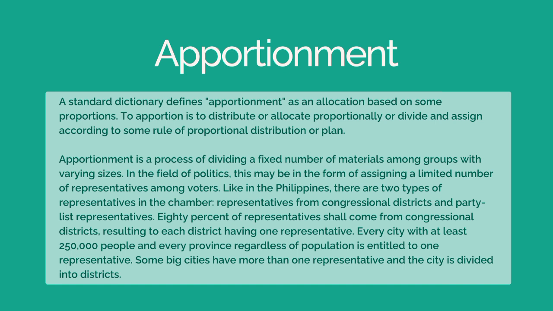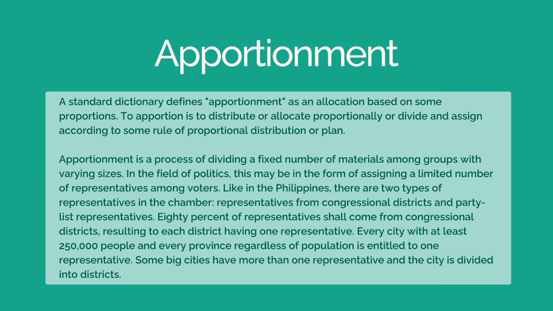So, 80% of representatives shall come from congressional districts, resulting to each districts having 1 representative. So, meaning, in every city with at least 250,000 people, and every province, regardless of population, is entitled to one representative. Some big cities have more than one representatives, and the city is divided into districts.